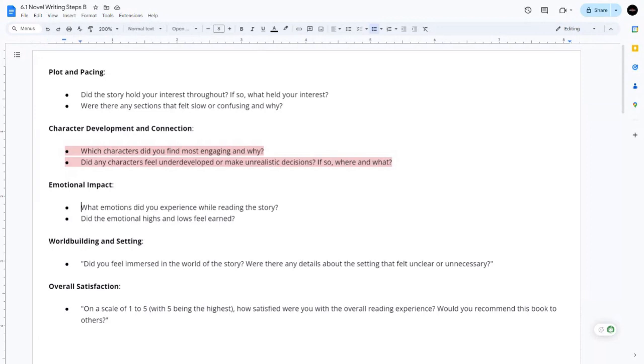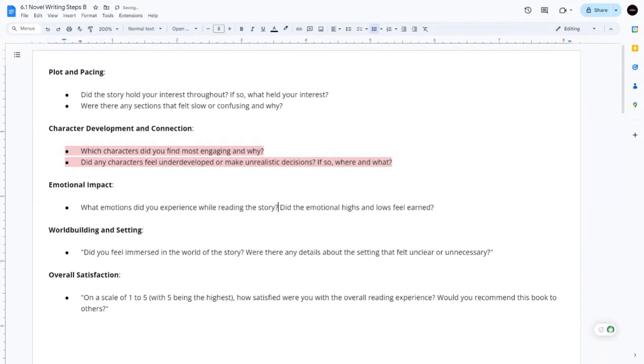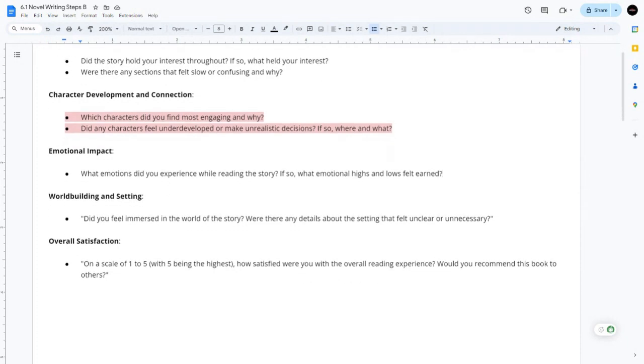So what you could do, you can actually do this, right? What emotions did you experience while reading the story? And if so, what emotional highs and lows felt earned? Okay, there you go. All right, moving on.